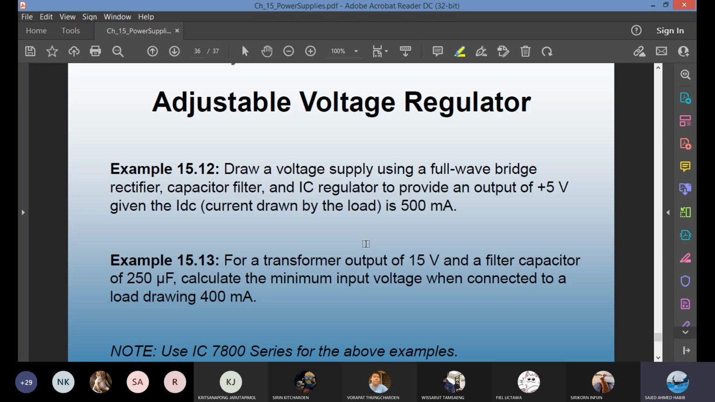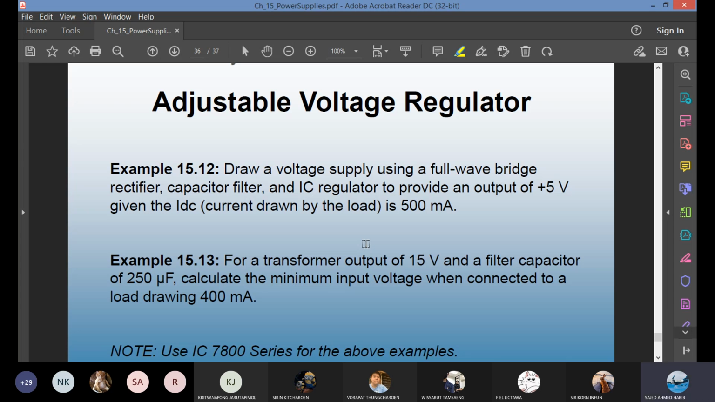For example, problem 15-12: if you want to draw, how will you draw? It says you need to use a full wave bridge rectifier. What I recommend is to first use a main supply and a step down transformer. The main supply RMS voltage for a single phase is 220. On the secondary side, of course, you cannot provide 220 volts to the diodes, they will burn. So use a step down transformer.